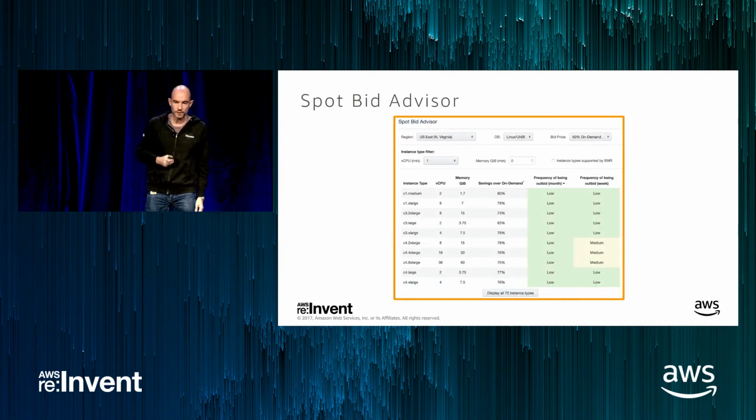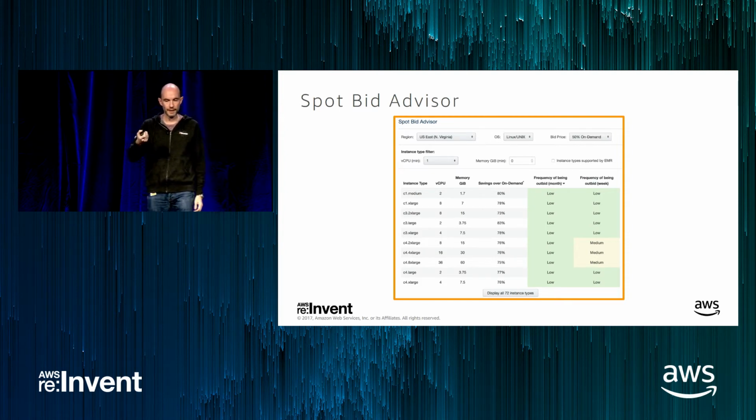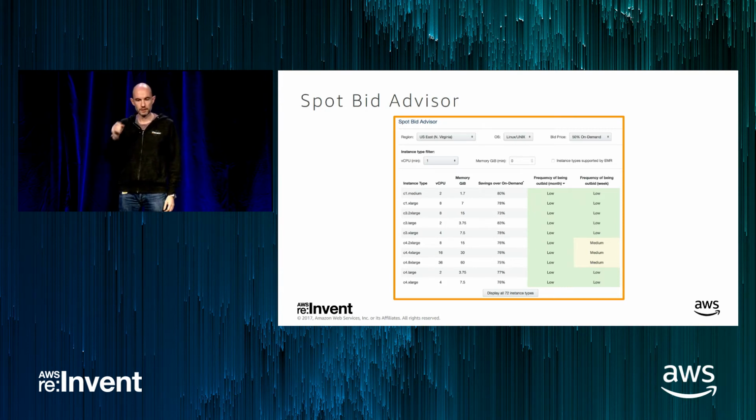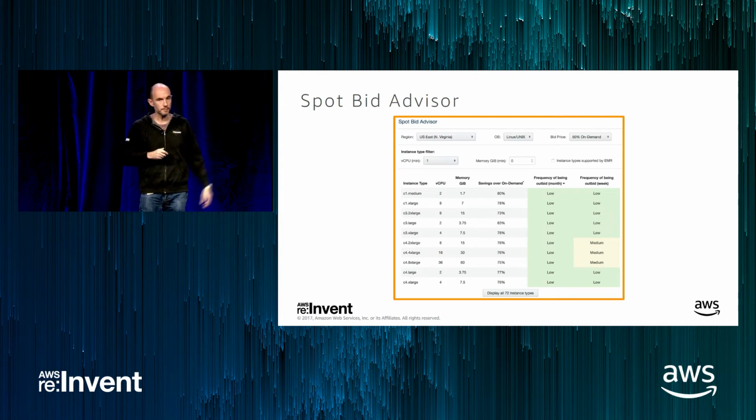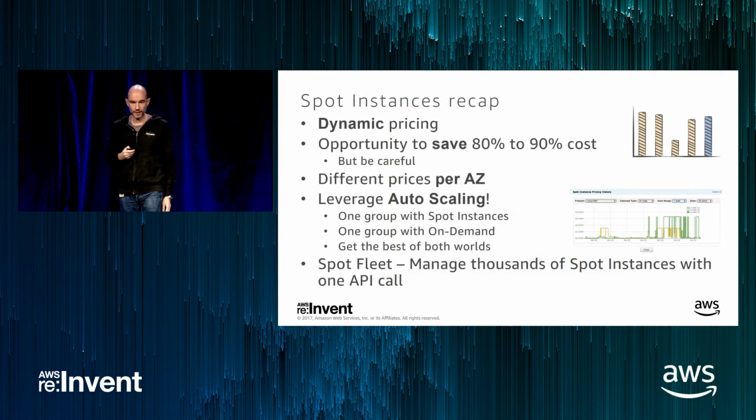There's another thing you can use. There's a spot bid advisor on our website, and the spot bid advisor will tell you, based on the history of spot instances and based on your particular price that you're willing to pay, what the likelihood is that you're going to keep the instance for that specific time. And whenever you see a low here, it means that for a full month, that instance would not have been lost to spot, right? So just a quick recap here.